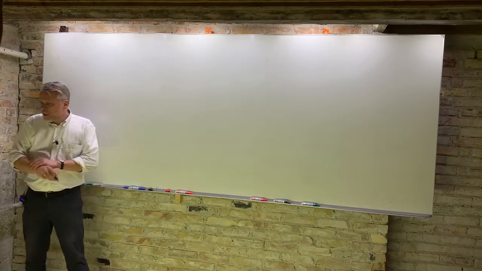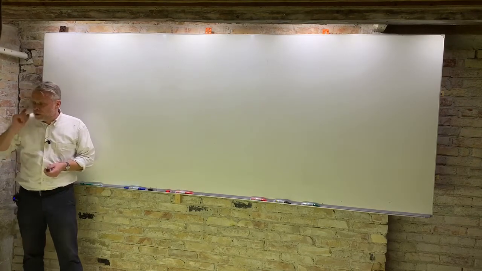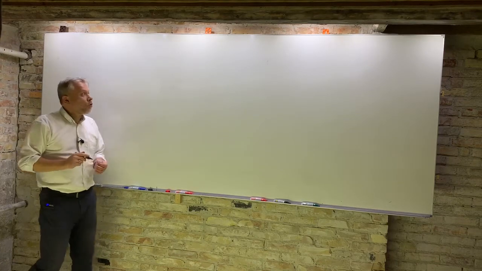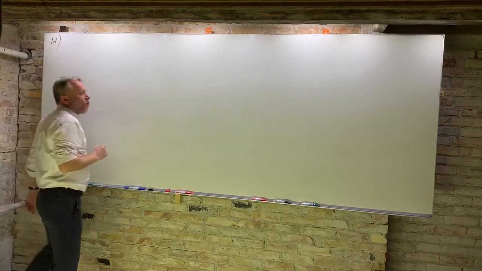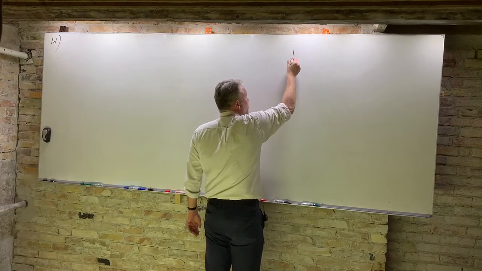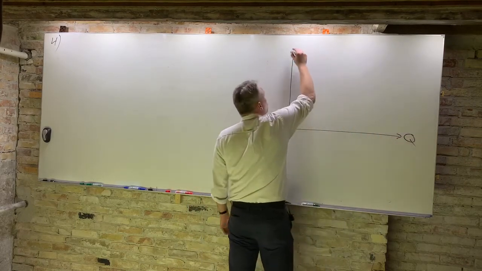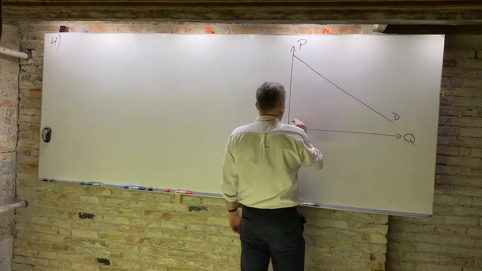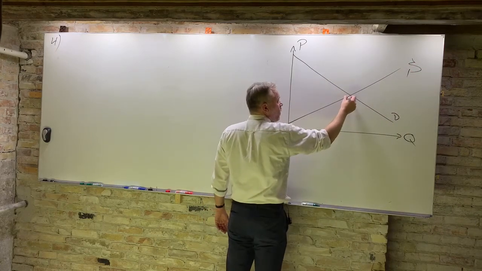Here in question 4, it says we should calculate the consumer and producer surplus before and after the imposition of the tax and illustrate the efficiency loss. Let's do that. And in order to do it, we need a sketch of the equilibrium before and after the introduction of the tax. In other words, we need the supply and demand curves.